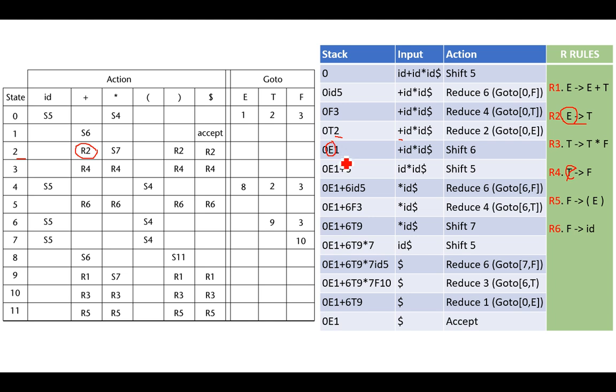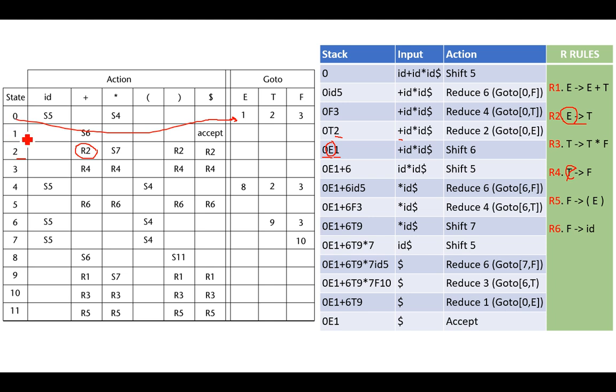Again, we find the next state by checking 0 and E on the go-to table. So 0 and E on the go-to table tells us that we are moving to state 1. So we have state 1. Fine. All right, let's continue. So what's the next thing we do? We take 1, which is state 1, and plus again to see what's going on.